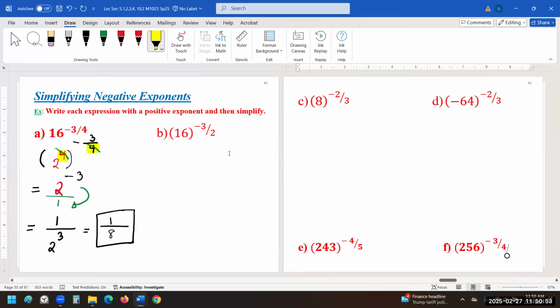Okay. So you have 5 examples to do. Try them. Most of them you already did before, just with a positive sign. And this time you're doing them again with the negative sign.